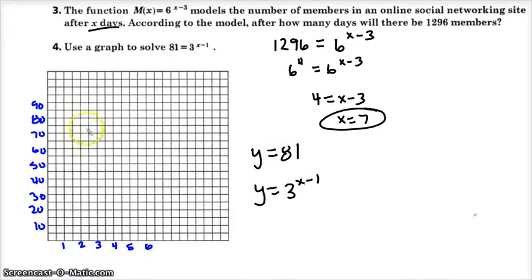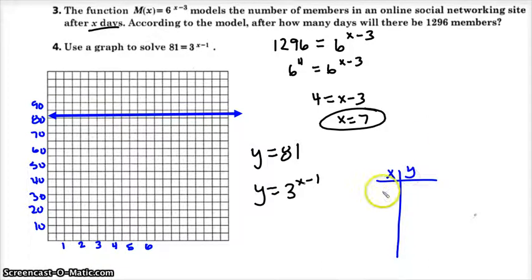Okay. First things first, I want to graph that 81. So I'm going to go over here just above 80, and we'll go straight across. Now, to graph 3 to the x minus 1, I'm going to make myself a nice little table, x and y values. Let's start at 1, 2, 3, 4, and 5. Now, if you decide to start yours at 0, that's fine. If you decide to start at negative 1, that's fine. Your tables can be a little bit different. You just have to make sure you go up high enough to where you can see the intersection point.